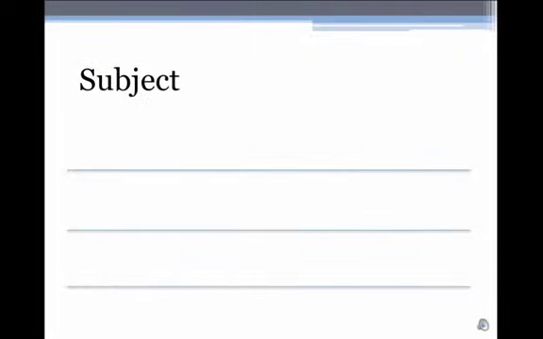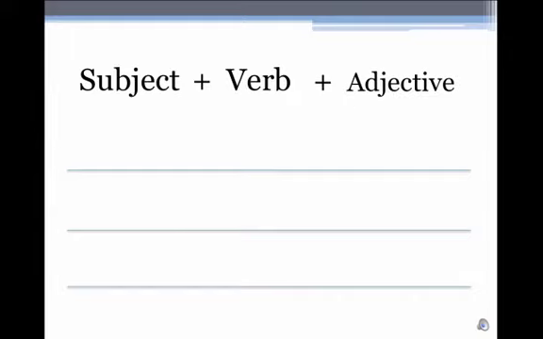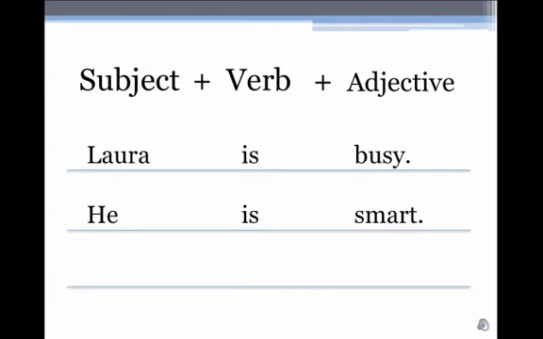Third, there is subject plus verb plus adjective. Remember, the way to use English adjectives is very different than in Chinese. For example, we have the sentence, Laura is busy. Laura is the subject, is is the verb, and busy is the adjective. Another sentence is, he is smart, and the flowers are red. Notice that these all have a being verb. That's because we are using an adjective.